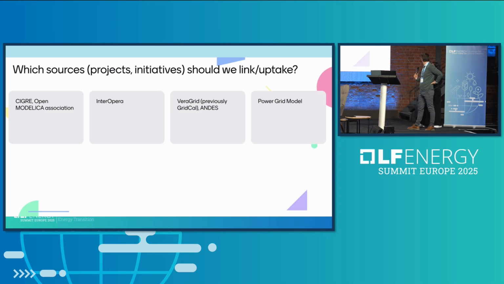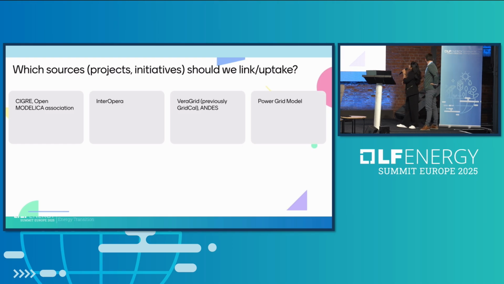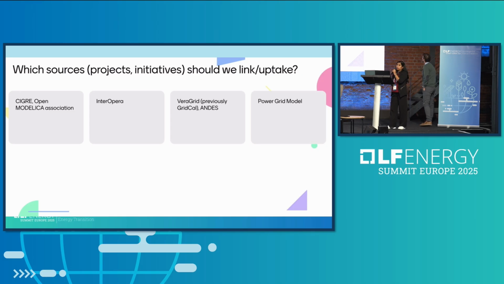So about which sources we should link or update: this is what we have received, the potential contributions from, let's say, Oleander, Power Grid Model, then VeraGrid from eRoots, and also a contribution from Open Mobility Association, Interopera. So this shows that there is good interest in contributing to this library, and we are looking forward to these contributions in the coming year.